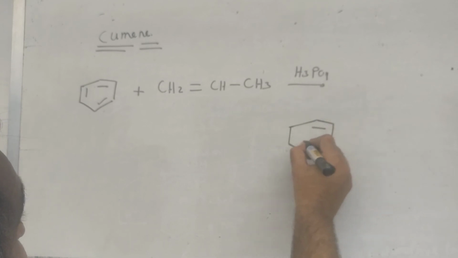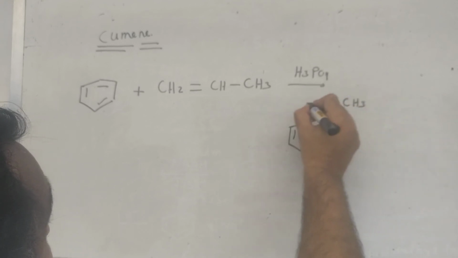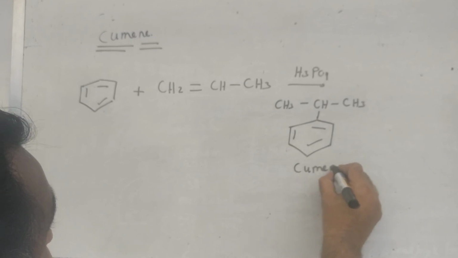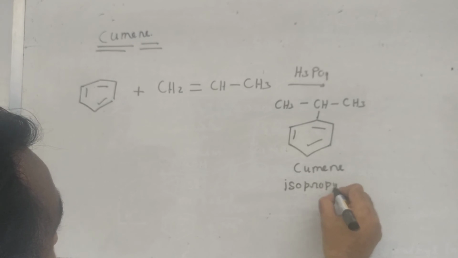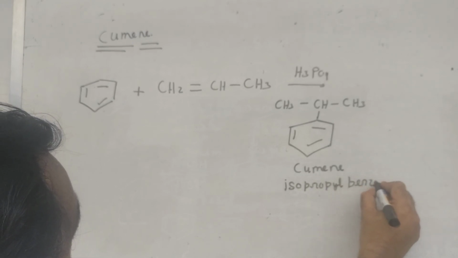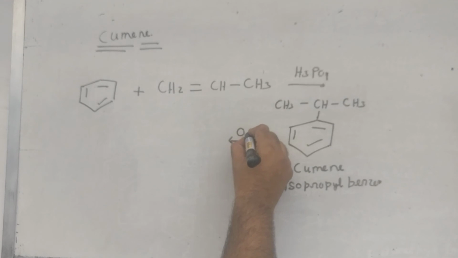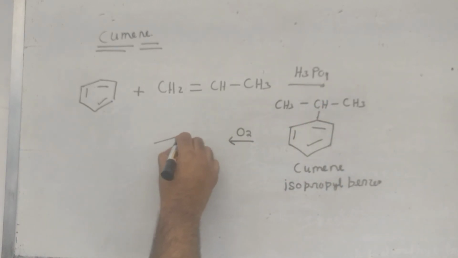The compound we are going to get is commonly called cumene. We can also call it isopropyl benzene. So the first step is Friedel-Crafts alkylation of benzene with propene. Then we subject it to oxidation with air, which contains oxygen. So we oxidize cumene with oxygen. Oxygen is going to add up over here between this carbon and this hydrogen. So you get an oxidized product.